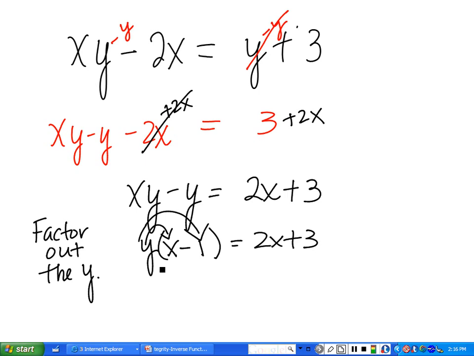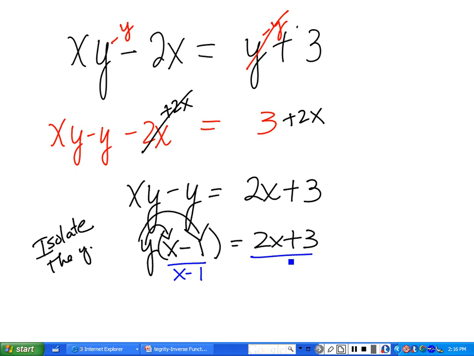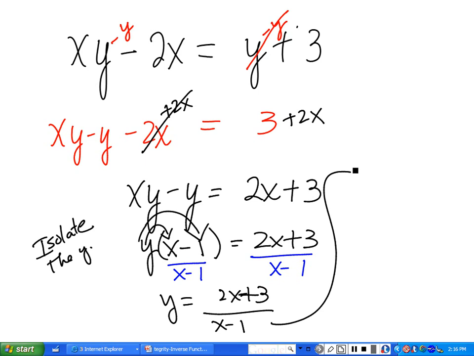How can we isolate the y here? We basically just divide both sides by x minus 1. Therefore, our answer is y equals 2x plus 3 over x minus 1. And of course, we can write our symbol for the inverse function like so.